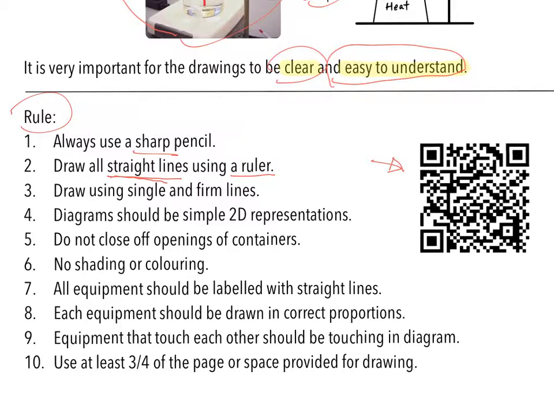When you draw lines, please remember that they are one single line and they are firm. What does it mean? No rough lines. One firm line, firm. No broken lines.